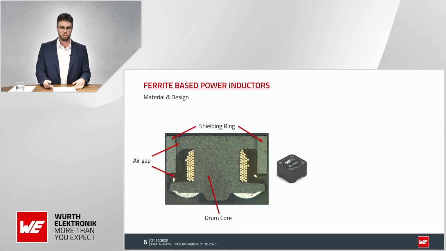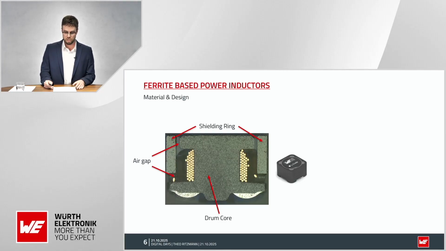Then we have a shielding ring, also made out of ferrite, which improves the EMC behavior and also pushes the current capability. And then, very importantly, between the shielding ring and the drum core, we have the so-called air gaps, which again also push the current capability of the product.